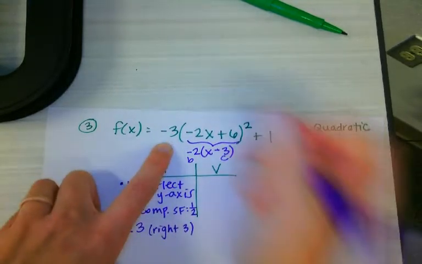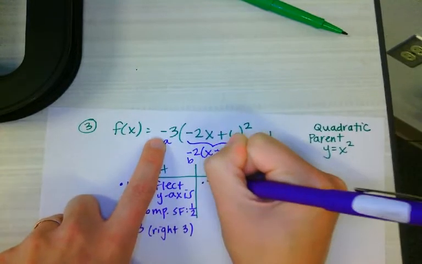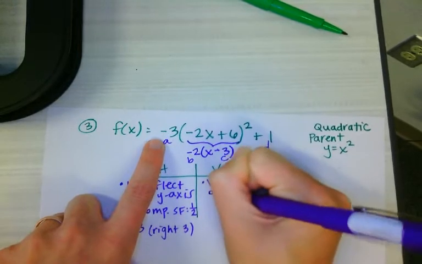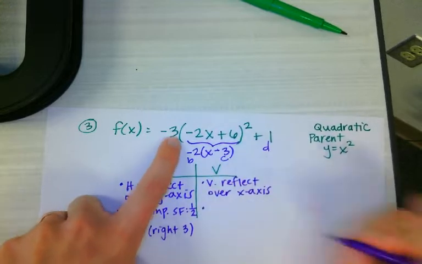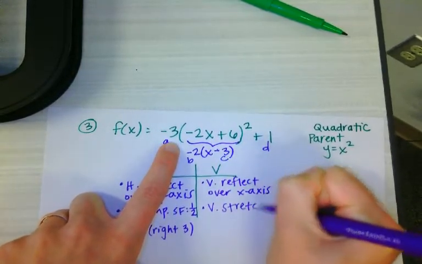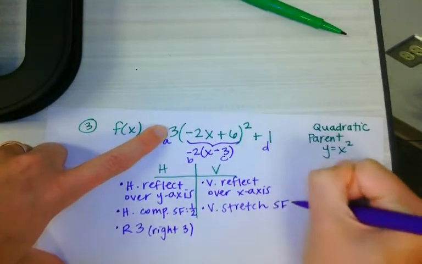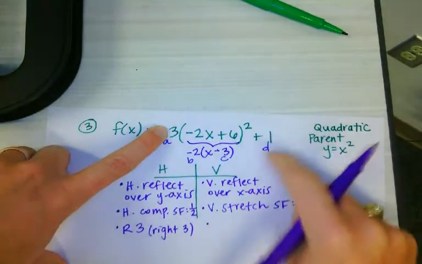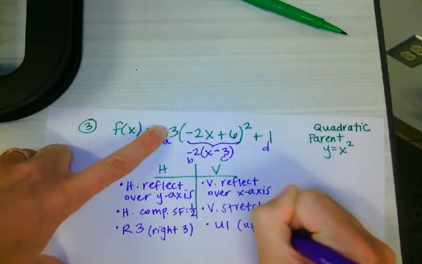Okay, the vertical changes mean I have to look at A and D. A is negative, so I also have a vertical reflection over the x-axis. The 3 itself means my graph is vertically stretched because it's bigger than 1, not looking at the negative. The scale factor would be 3. And the last vertical change would be the +1. You can write U1 or up 1.